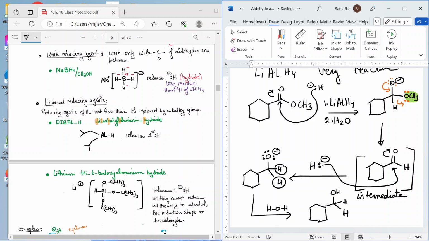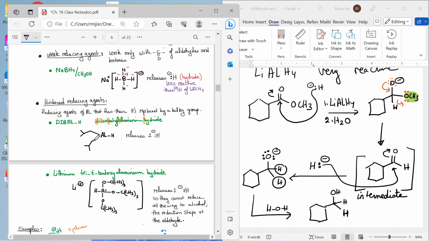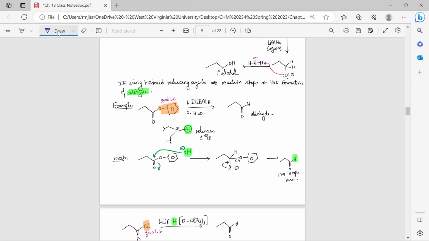Another example of the hindered reducing agent is the diisobutyl aluminum hydride. You're going to see it in its abbreviated form like this, so get used to that. It is two isobutyl groups connected to the aluminum, and you have one hydride in there. This is bulky, so whenever we use it, we don't use it in excess. We just use it once in there. So again, the reaction is going to proceed by stopping at the aldehyde. So with these two, you're going to get your intermediate product, which is the aldehyde. You're not going to go straight to the primary alcohol.